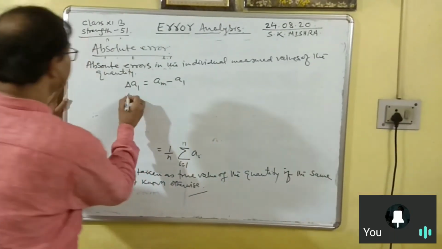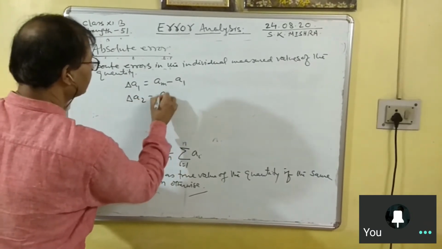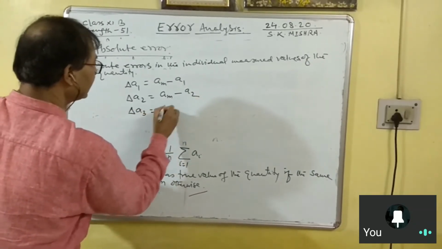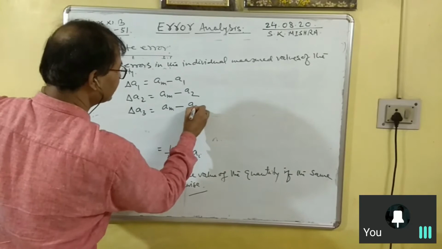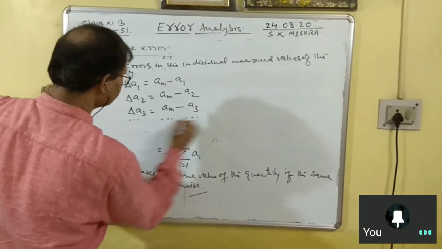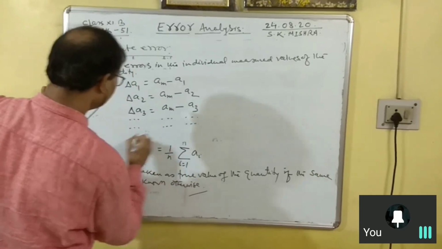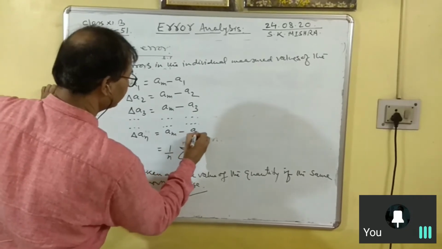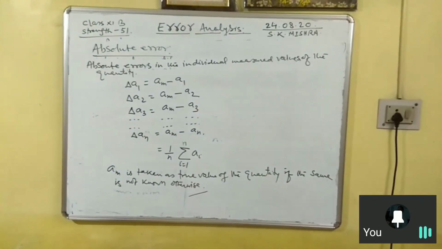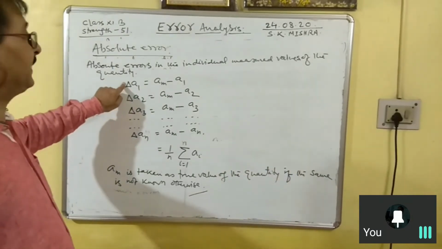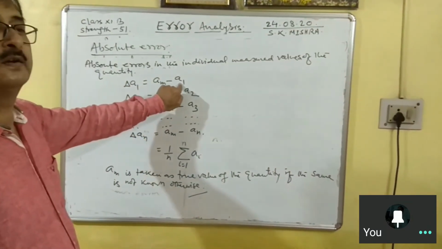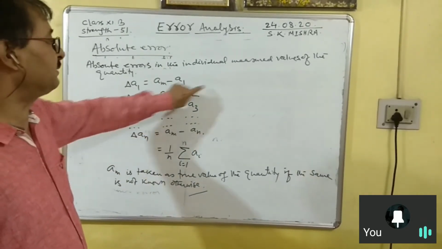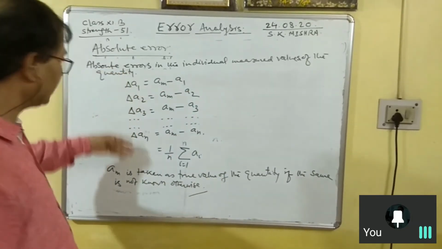Similarly, what is absolute error in second measurement? AM minus A2. What is absolute error in third measurement? That is AM minus A3. This way, keep on proceeding. Finally, what is delta AN, nth measurement? That is AM minus AN. So delta A1 may be positive, may be negative, depending upon. Suppose this is 10, this is 10.1, then difference will be negative. Delta A2, this is 10, this may be 9.9, then difference will be positive. So absolute error may be positive or negative.